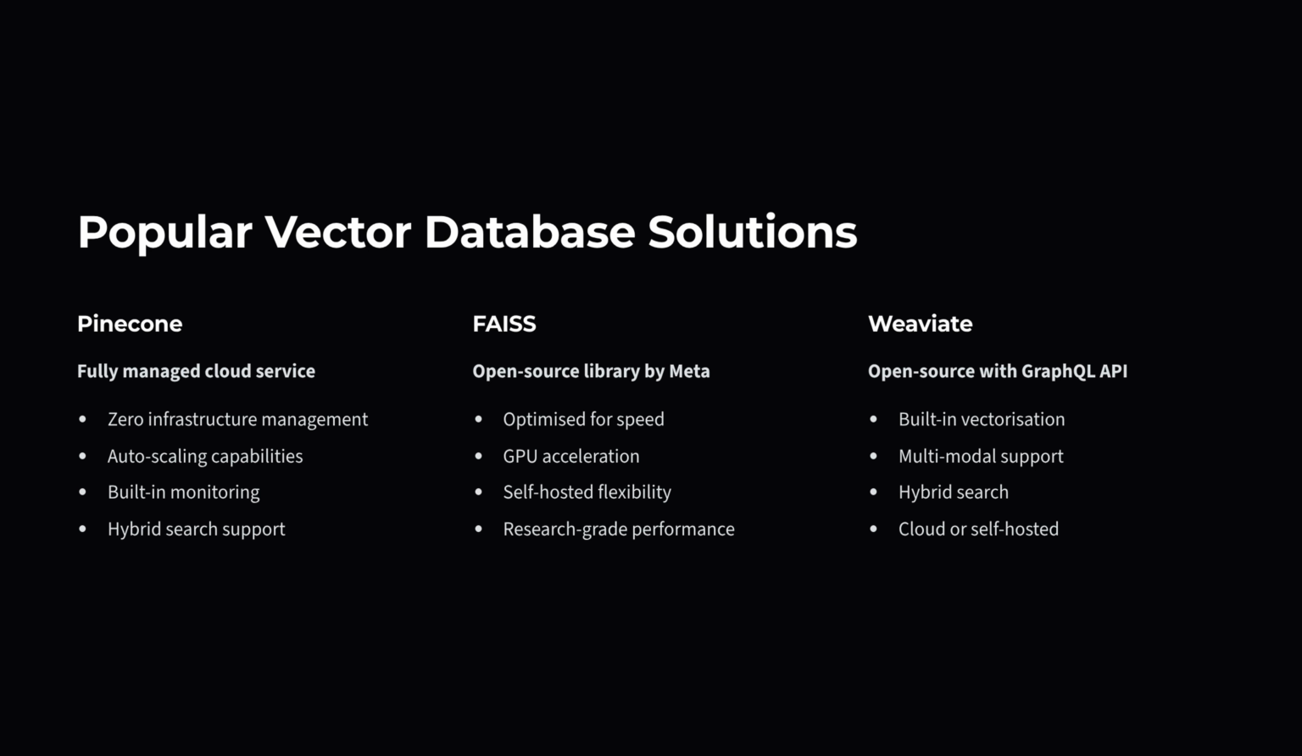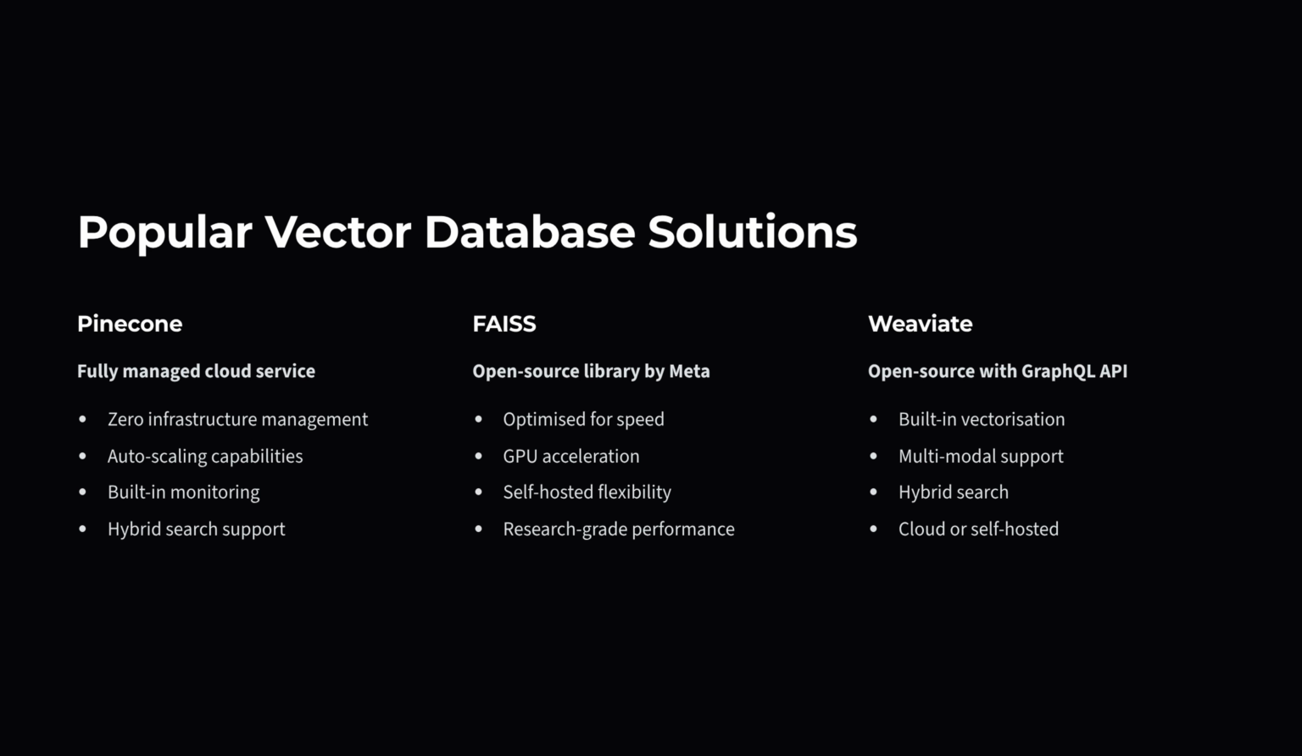Pinecone works best when teams want a managed service, with scaling, monitoring, and replication handled automatically. It's perfect for startups and fast-moving product teams. FAISS, the open-source library from Meta, is designed for raw performance and full control, especially when using GPU acceleration. That's why it powers retail media systems that match ads to user intent in milliseconds.